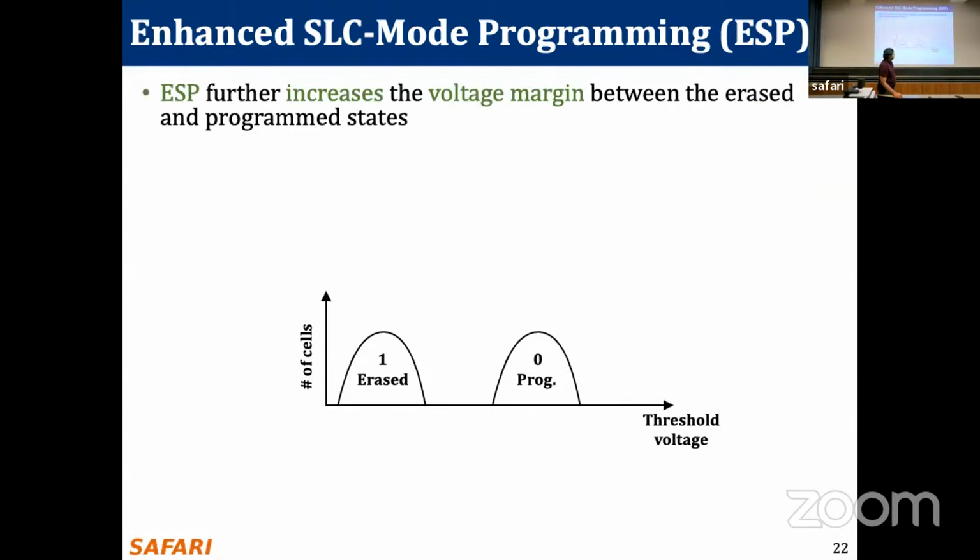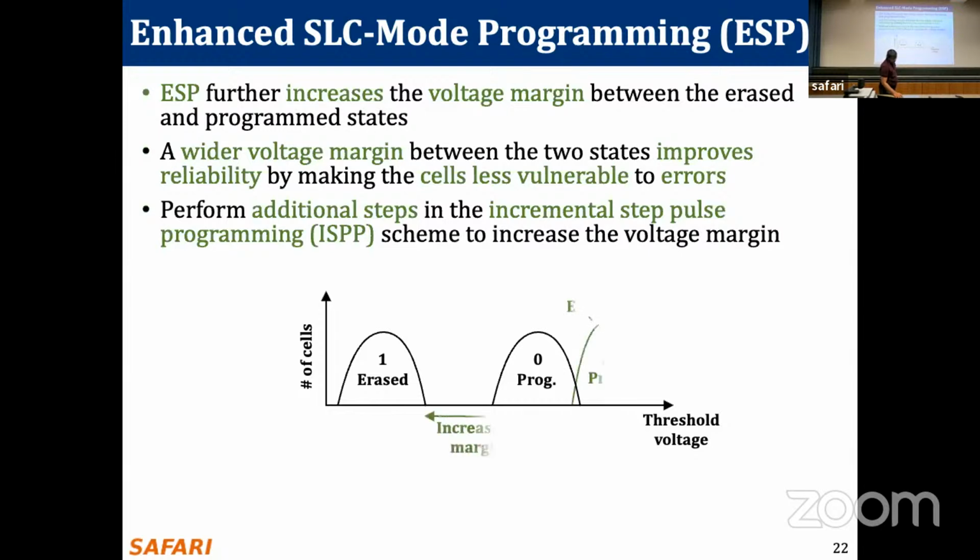So what we want to do is to increase the voltage margin between the 2 states. To do that, we use something called enhanced SLC mode programming, which further increases the voltage margin between the 2 states. The end result of ESP is shown in green, and it is beyond the original SLC mode programming. By increasing the voltage margin, we mitigate the disturbances which cause the cells to lose charge or the cells in the erased state to gain some charge and move to the right.